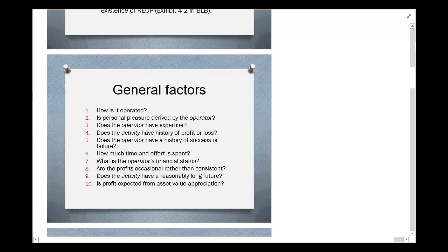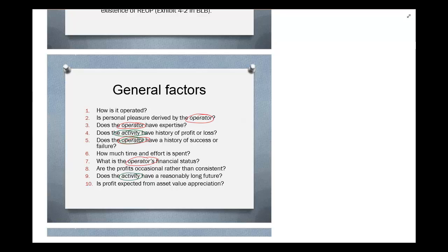I'm not going to go through these in detail. You can see what they are. How is it operated? Is it for personal use? What I want to highlight here, though, is that some of these are based on the operator, and some of them are based on the activity. Activity, operator. Oops, that should have been red. Operator. Sometimes we're looking at, okay, so you went into business and you decided you wanted to sell boomerangs. Does that activity have a reason? Is it likely that it's going to be able to be around long enough to generate profit for you?